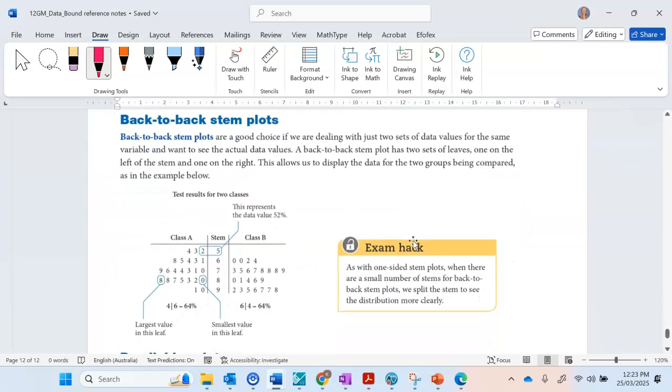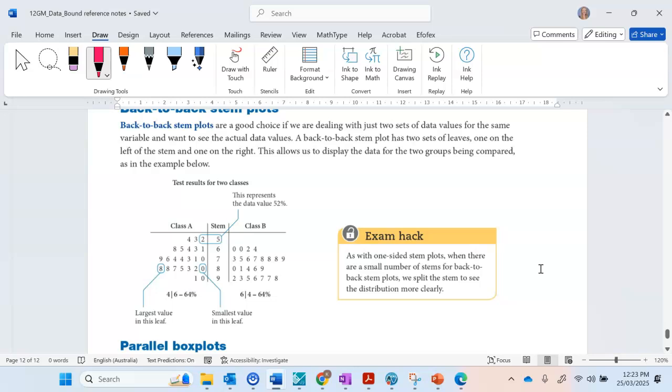All right, back to back stem plots. So we can use them when we're comparing a group with numerical data. So here we're comparing class A and class B. So we've done stem plots before, but this is now just comparing two groups as opposed to just looking at one group.